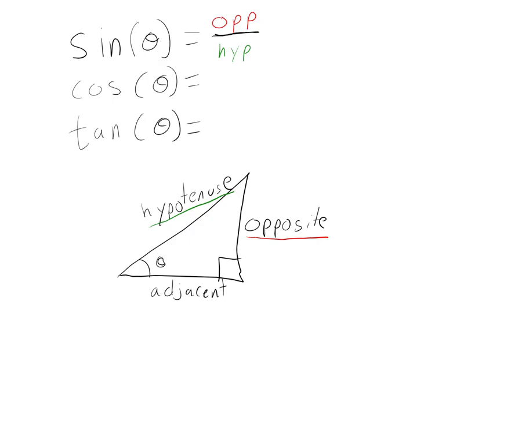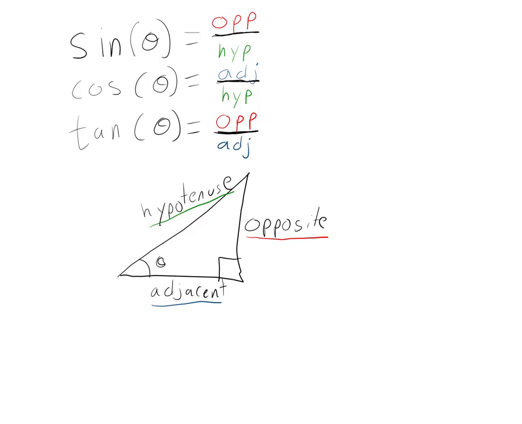Cosine is once again going to be a fraction, but it's going to be the adjacent side divided by, once again, the hypotenuse. And finally, tangent is going to be another ratio, and it's specifically going to be the opposite value divided by the adjacent value.